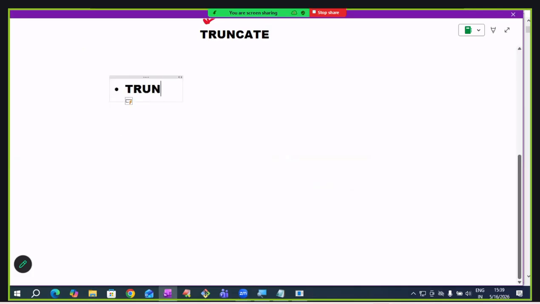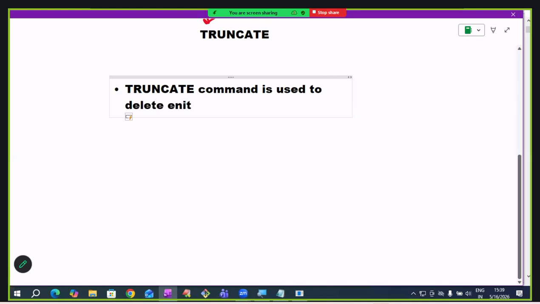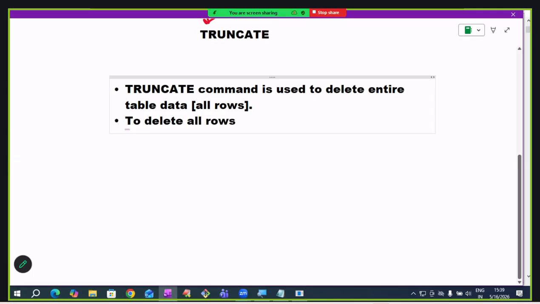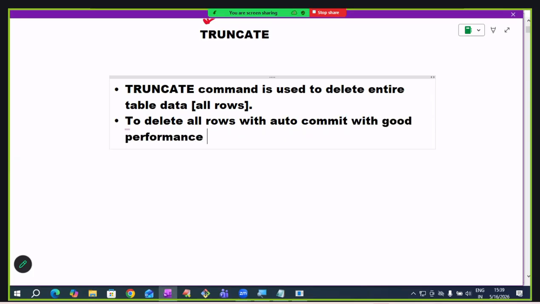So this truncate command is used to delete entire table data. Means all rows. To delete all rows, use it. To delete all rows with auto commit, with good performance, then use truncate. Otherwise, don't use it. Okay.